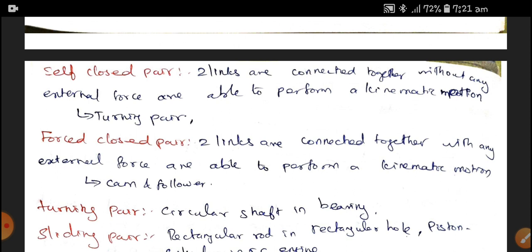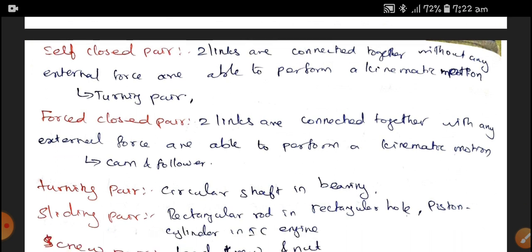This is for your better understanding. Our engine cam and followers are force-closed pairs, where valves are coupled by means of concentric springs. The spring stores energy and retains it for the valve operation. The valve is connected with the cam and follower. Therefore, the spring is used to make the cam and follower a force-closed pair.